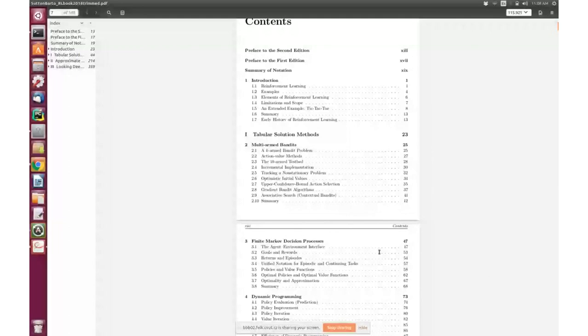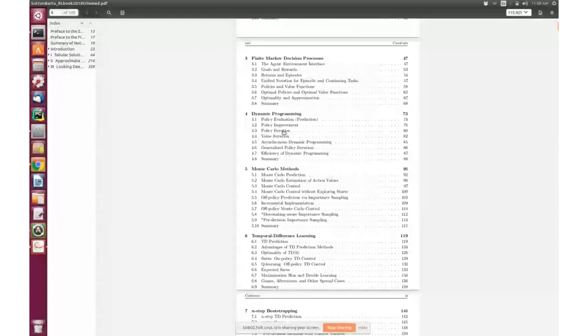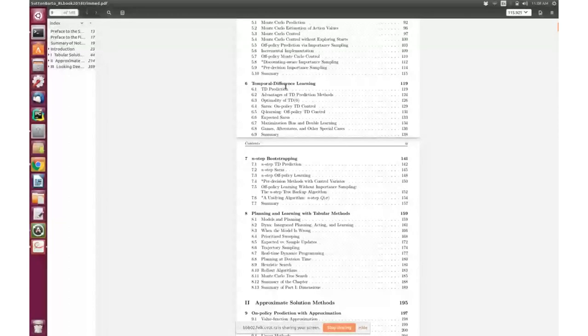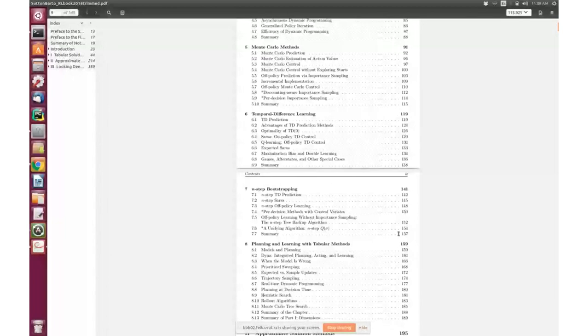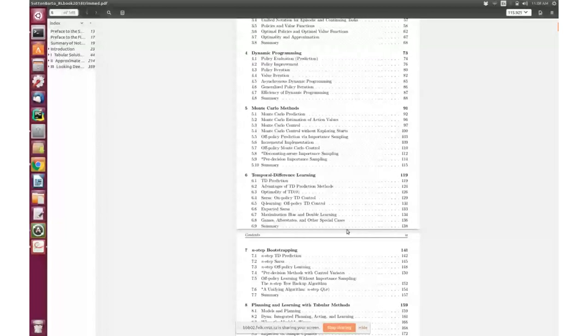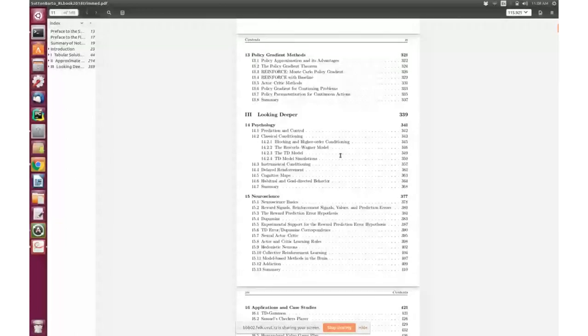If you are searching for policy iteration and value iteration, you find it here under dynamic programming. And here is the chapter called temporal difference learning, where you find Q-learning and SARSA. That's pretty much the essentials that you need. There is an interesting section called "Looking Deeper", which is interesting, at least for me, but depends on your taste.